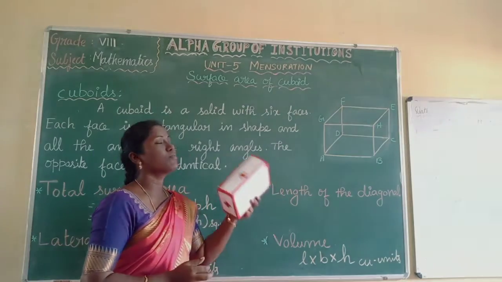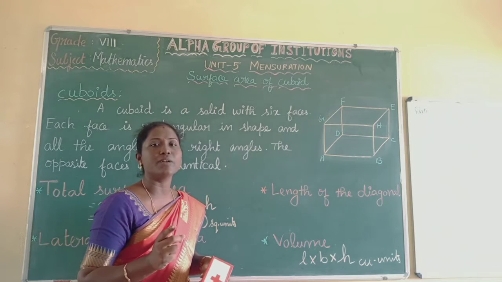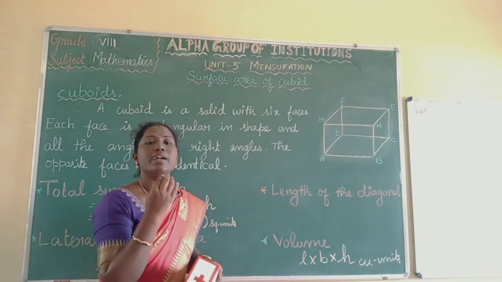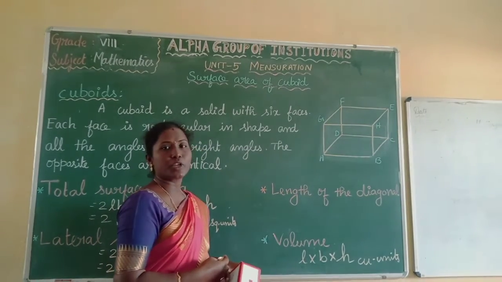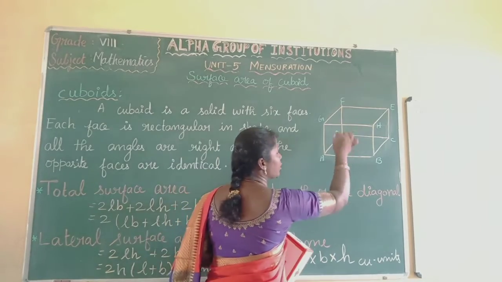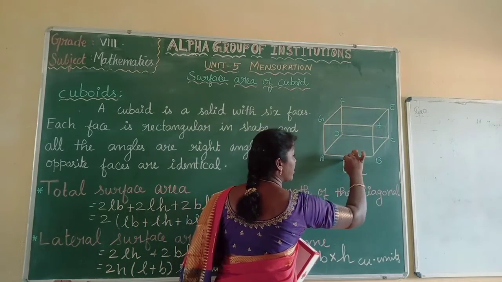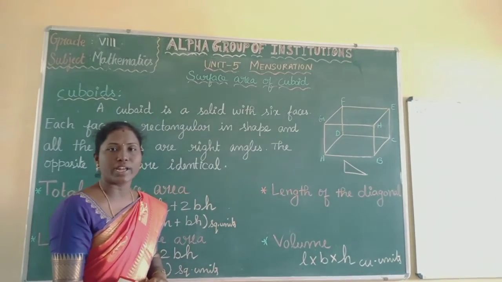In the cuboid, the longest line which joins opposite vertices is called the diagonal of the cuboid. How do we frame the diagonal of the cuboid? If we cut the cuboid box and make a diagonal, we will get a right angle triangle there.